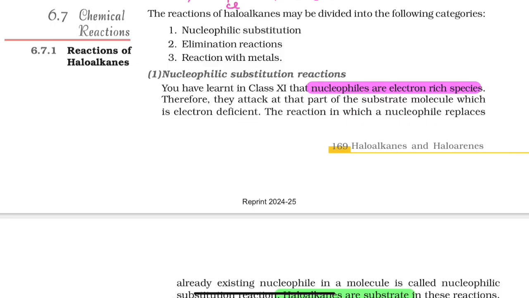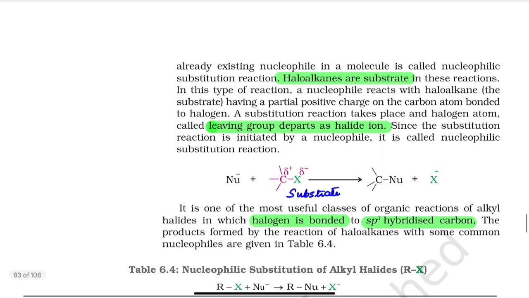So in this video, we are going to mainly focus on SN1 and SN2 reactions. So here you can see chemical reactions of haloalkanes. Haloalkanes will show 3 types of reactions. First one is nucleophilic substitution reaction, second elimination reaction, and third is reaction with the metals. First we will see nucleophilic substitution reaction. The meaning of nucleophile is they are electron rich species. So usually they are represented as Nu minus. So here you can see haloalkanes are substrates.